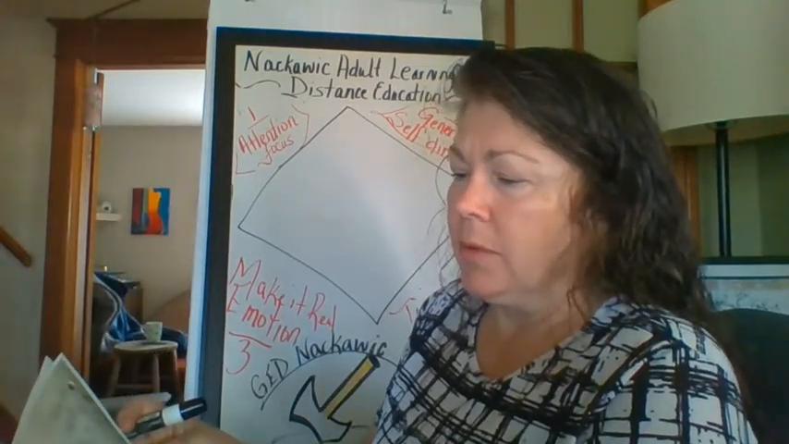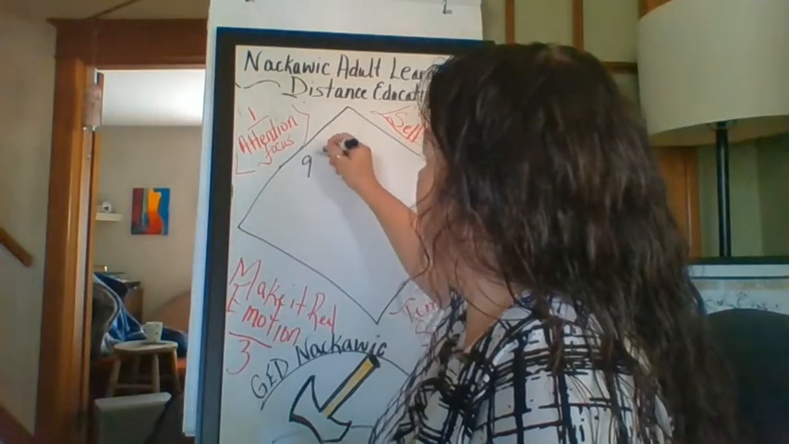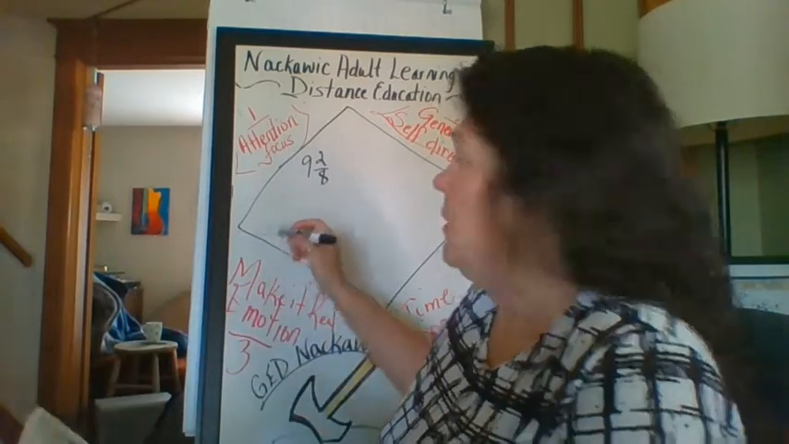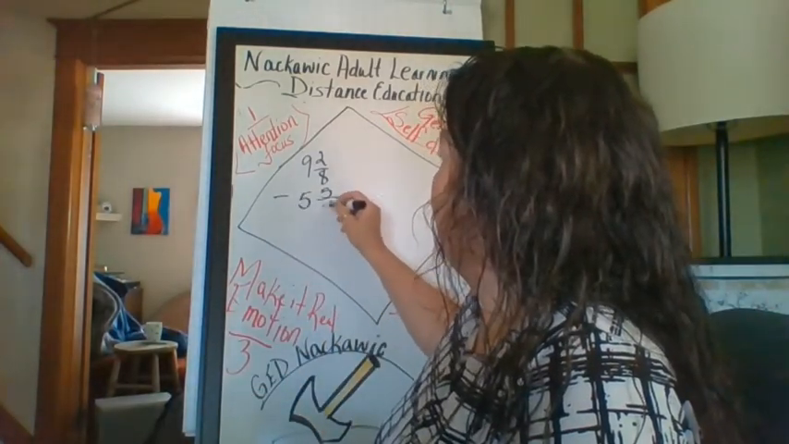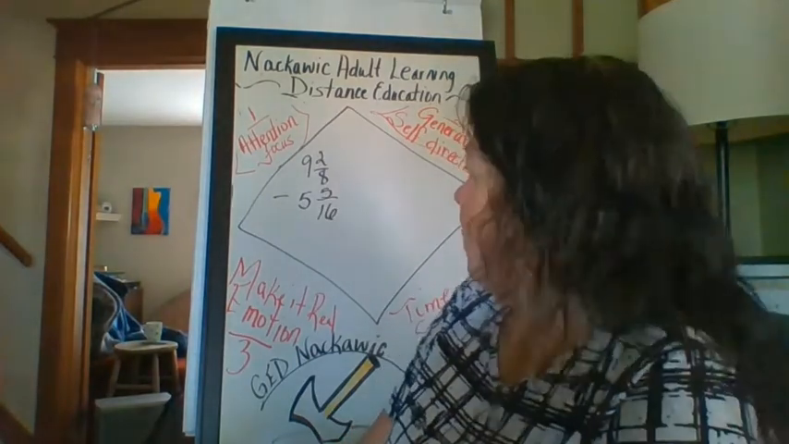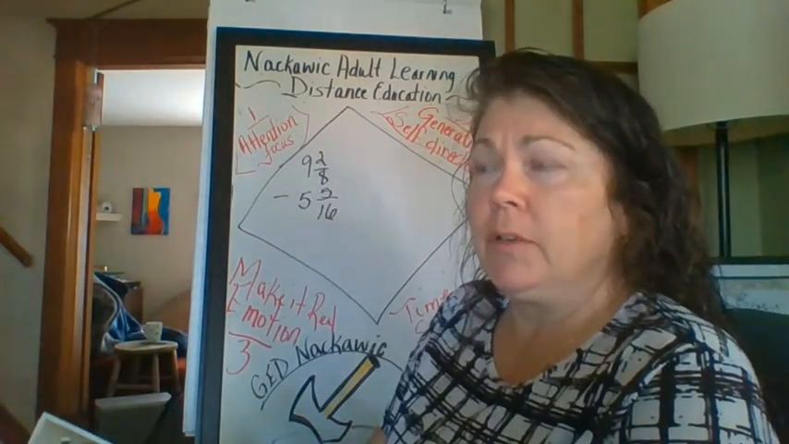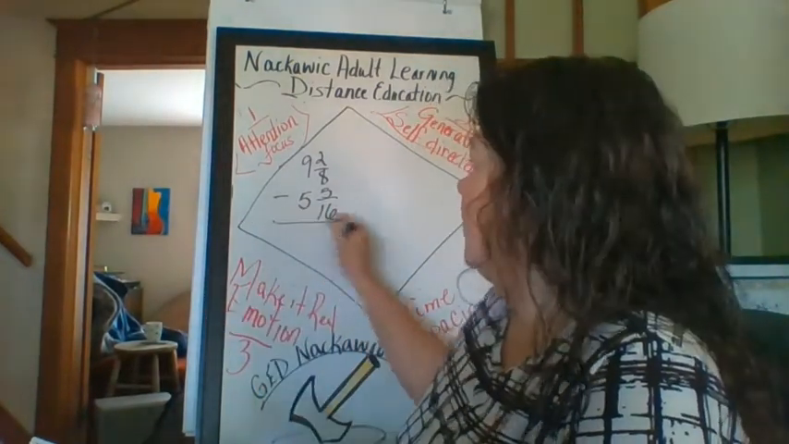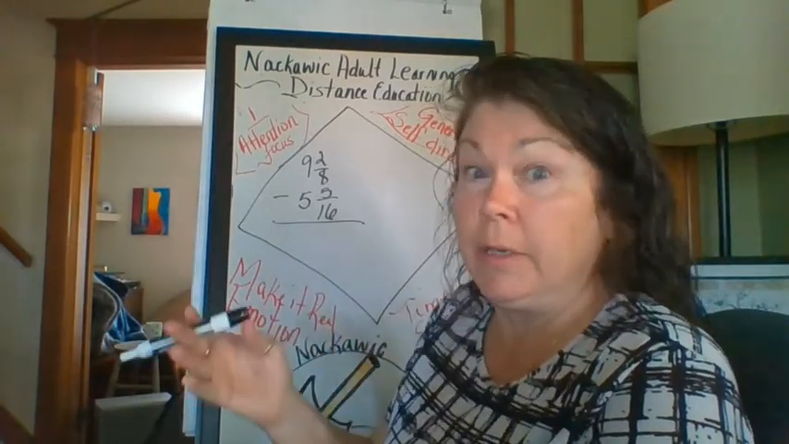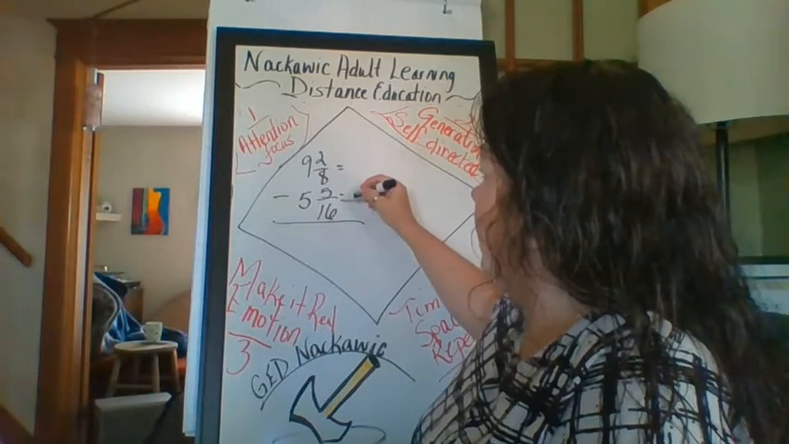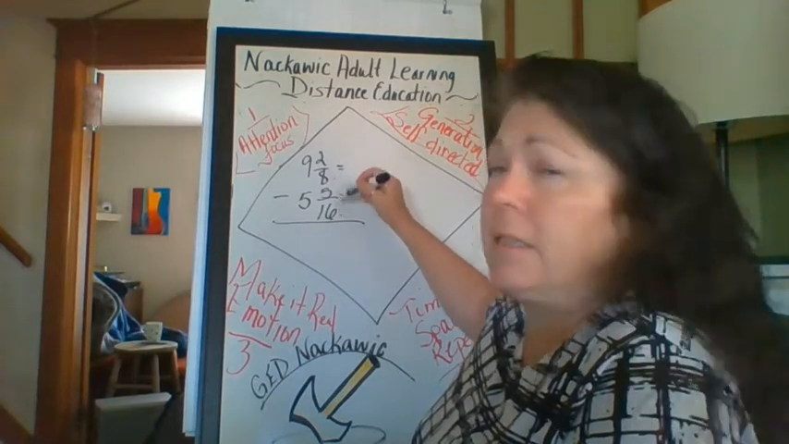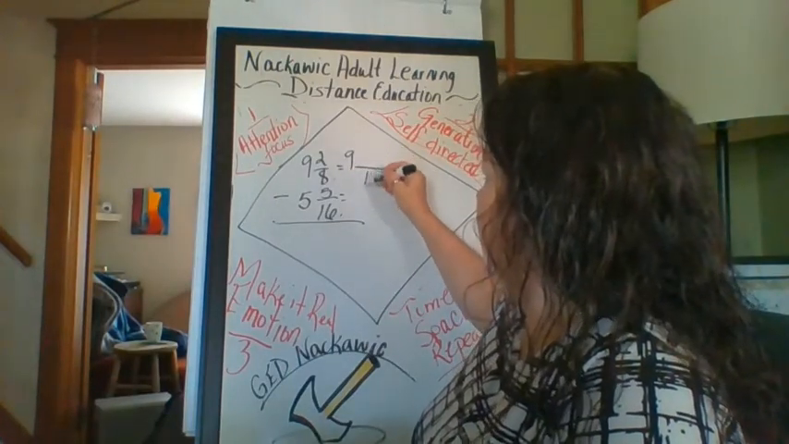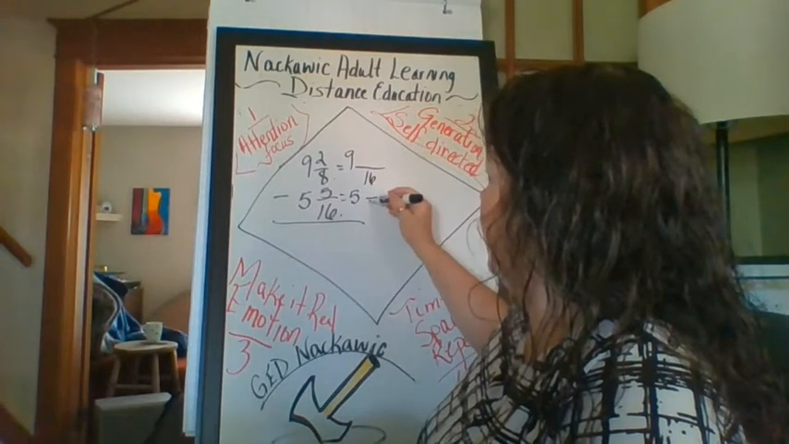All right. So 9 and 2/8. So 9 and 2 over 8. What am I doing? I'm subtracting 5 and 5/16. First thing I'm going to do is change the denominators, because anytime I'm adding and subtracting, I have to have common denominators. We know this. So I'm going to choose 16. So we have 9, 16, 5, and 16.